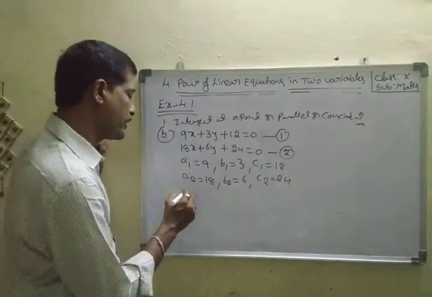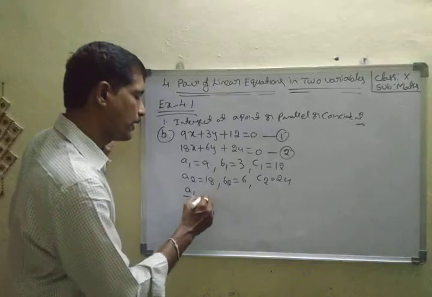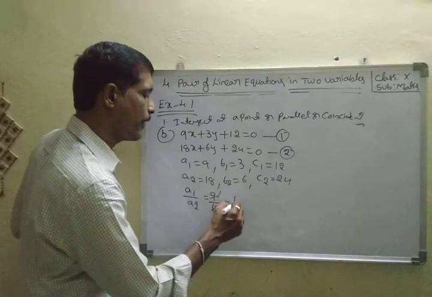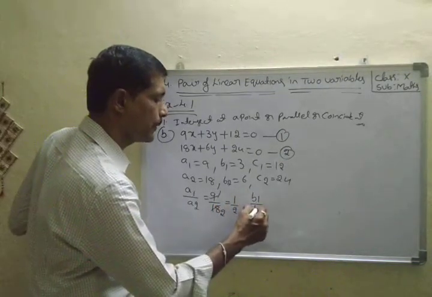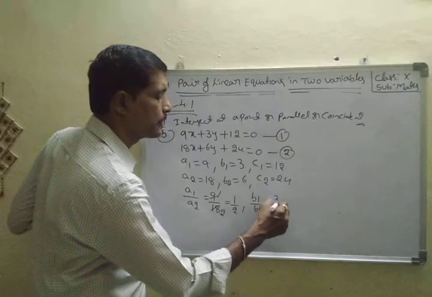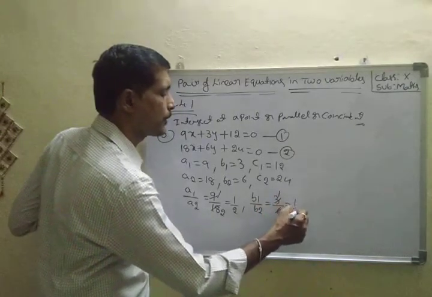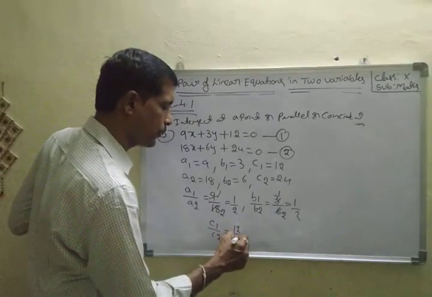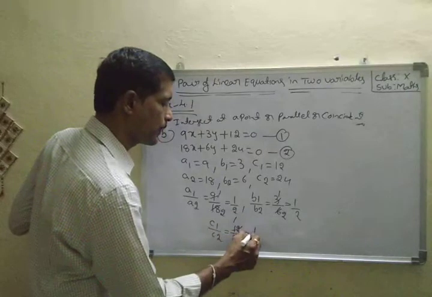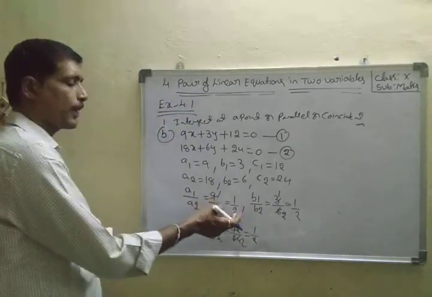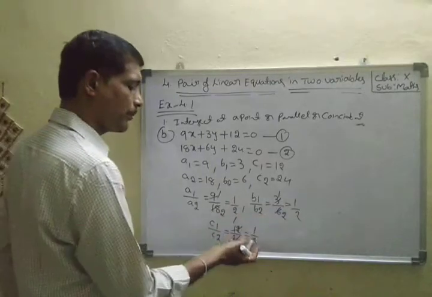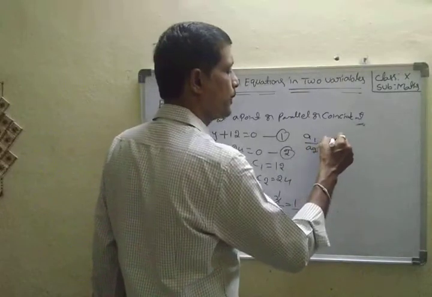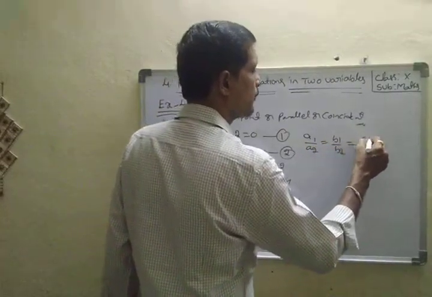Here check the A1 by A2 value. A1 by A2 equal to 9 by 18, that is 1 by 2. Next B1 by B2 equal to 3 by 6, that is 1 by 2. Next C1 by C2 equal to 12 by 24, that is 1 by 2. Here A1 by A2 is 1 by 2, B1 by B2 is 1 by 2, C1 by C2 is 1 by 2. All are equal: A1 by A2 equal to B1 by B2 equal to C1 by C2.